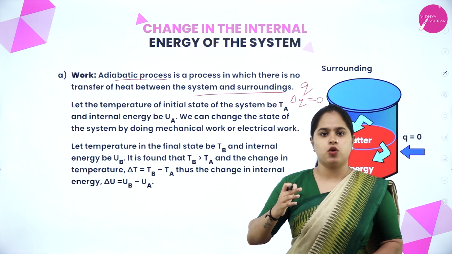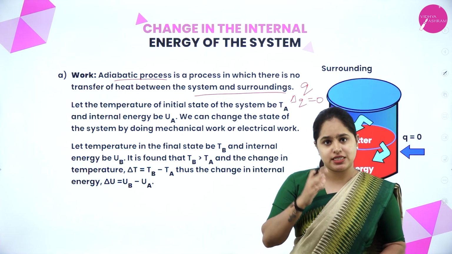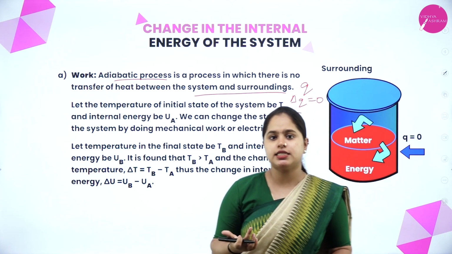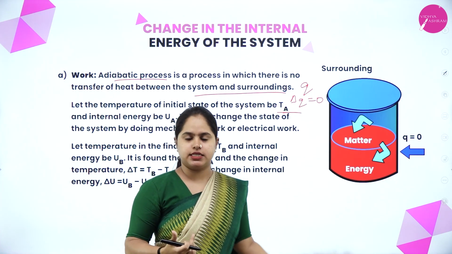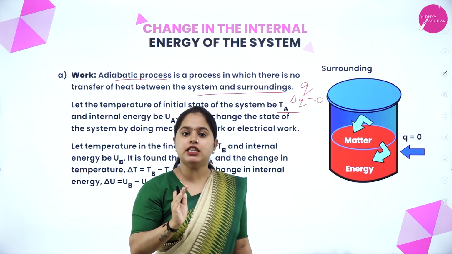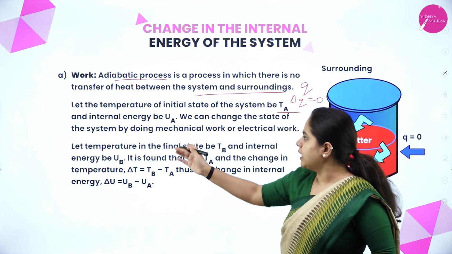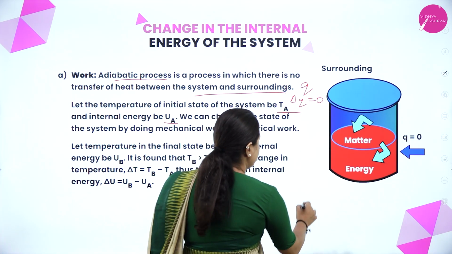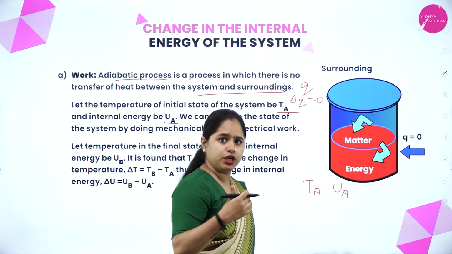Now we are going to consider a system. This is my system. Initially, before doing any work, the temperature of the system, the initial state, let us consider as TA, and the internal energy we are considering as UA. So initially the temperature was TA and the internal energy was UA.